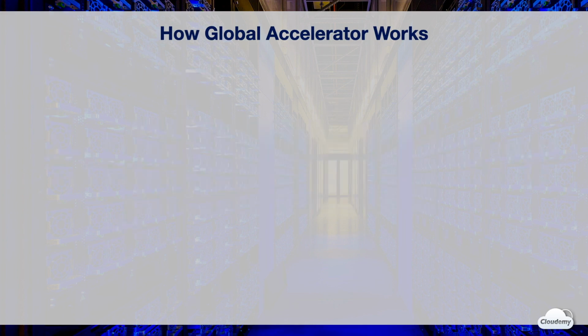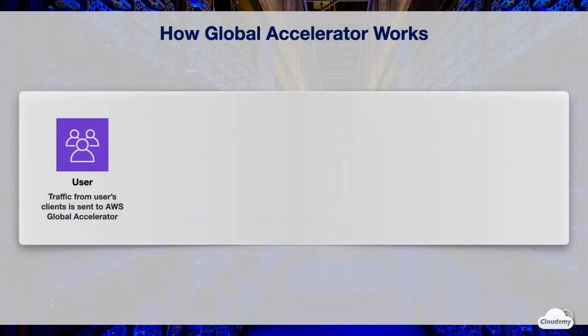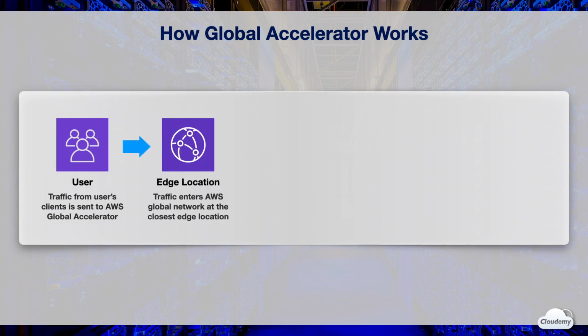Here is how Global Accelerator works. After you enable Global Accelerator for your application endpoints, traffic from your user's client application is sent directly to Global Accelerator. Traffic enters the AWS Global Network at the closest edge location. Global Accelerator provides you with a set of static IP addresses that are anycast from the AWS Edge network. The static IP addresses accept incoming traffic onto the AWS Global Network from the edge location.